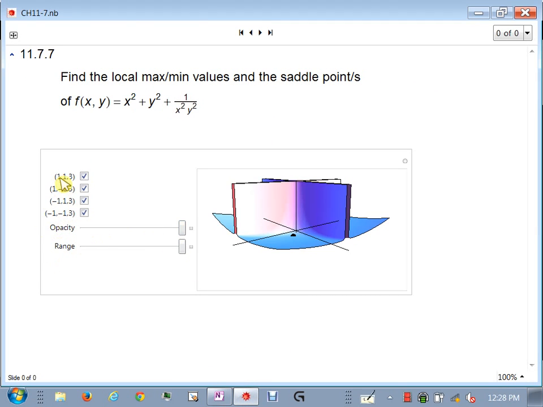Here's what they are. It's 1, 1, 3, negative 1, negative 1, 3, negative 1, 1, 3, and negative 1, negative 1, 3.